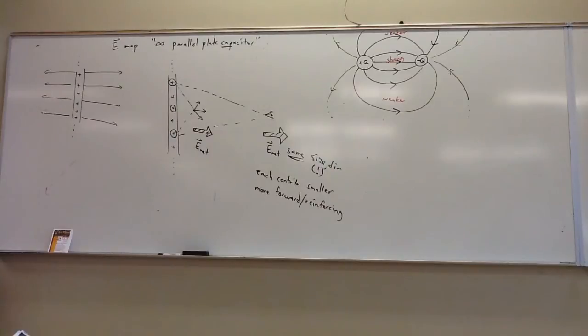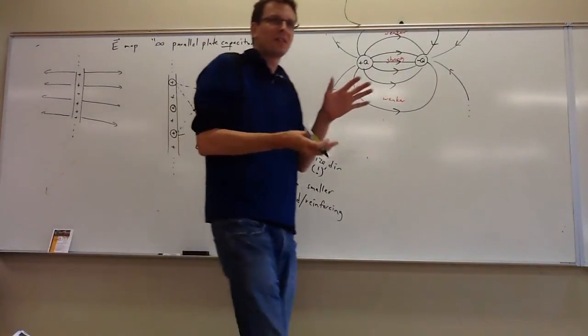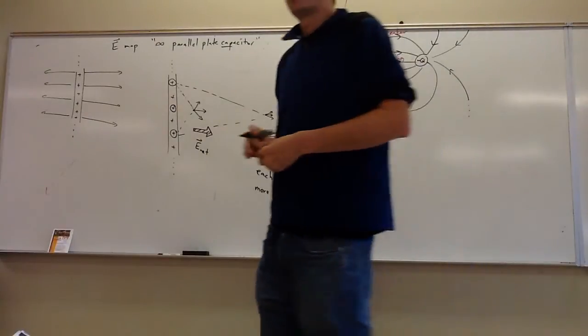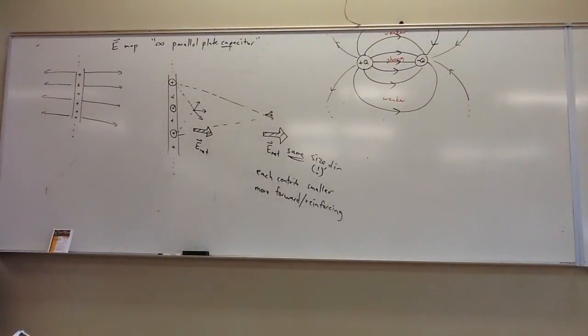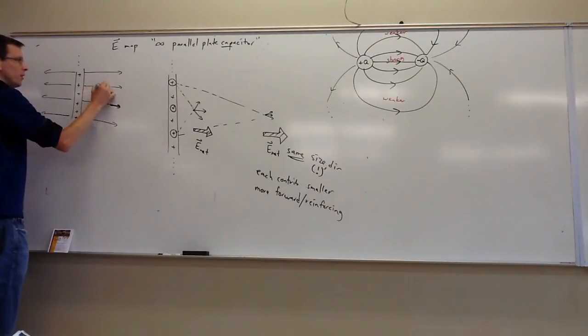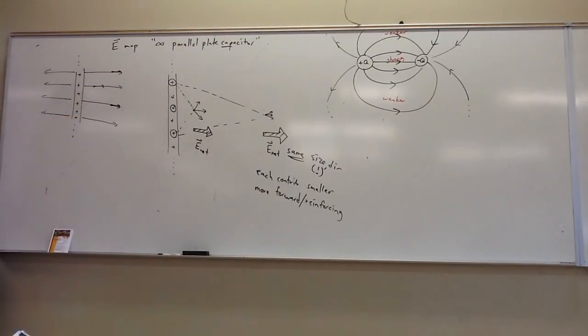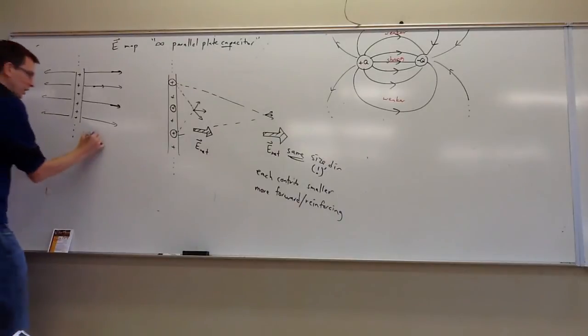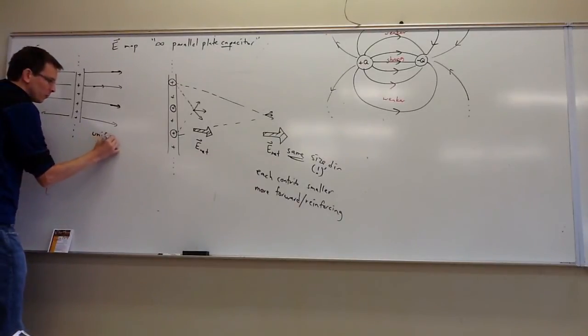And the fact that it never changes size is represented by the fact that the spacing of the field lines never changes. This is the simplest electric field possible. At any given point, this one, or this one, or this one, it's exactly the same. We give a name to this. We call it a uniform electric field.